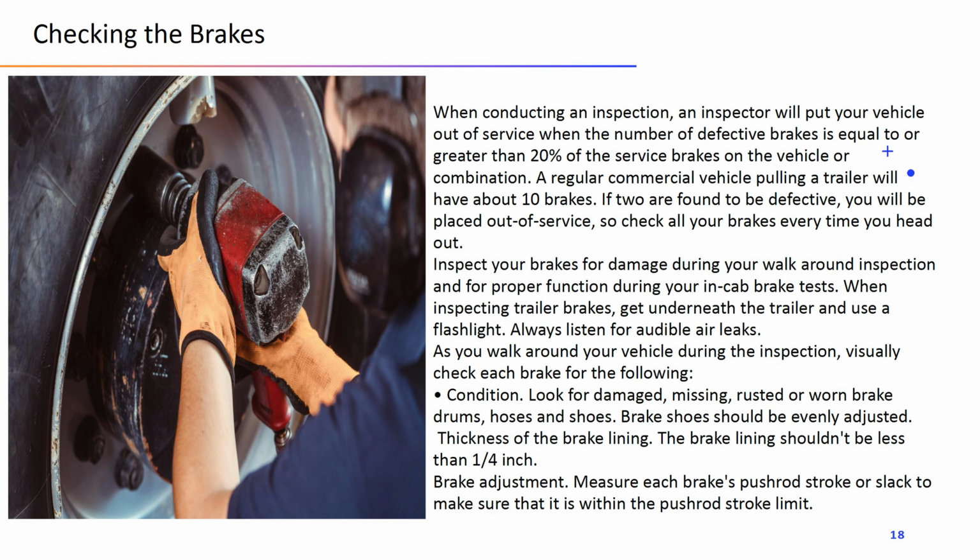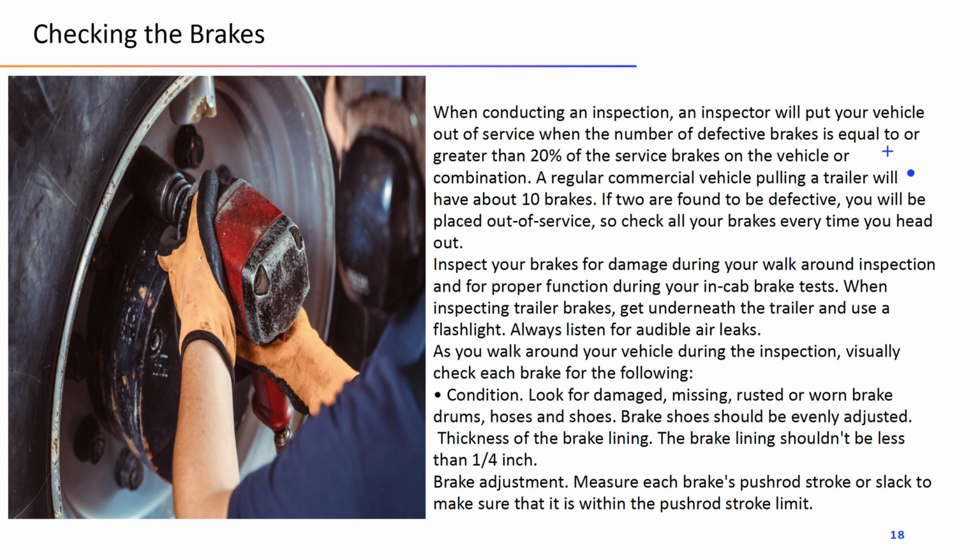Inspect your brakes for damage during your walk-around inspection and for proper function during your in-cab brake tests. When inspecting trailer brakes, get underneath the trailer and use a flashlight. Always listen for audible air leaks. As you walk around your vehicle during the inspection, visually check each brake for the following. Condition. Look for damaged, missing, rusted or worn brake drums, hoses, and shoes. Brake shoes should be evenly adjusted.